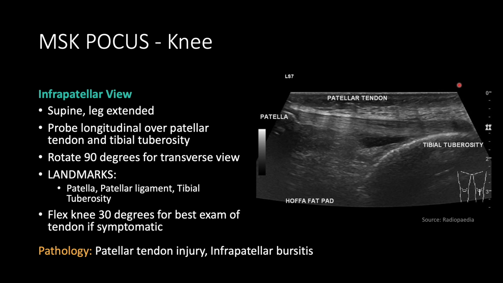Moving on to the infrapatellar view. Once again, we want the patient to be supine with the leg extended, and the probe is going to be longitudinally placed over the patellar tendon and the tibial tuberosity. So we've just slid down on the leg, still in the longitudinal view. Here's the inferior portion of our patella and the tibia. We've got our patellar tendon or ligament right here, and then we've got a fat pad deep to that. And really what you're looking for here is patellar tendon injury, or the infrapatellar bursitis, which could be a collection of fluid right here, just deep to the patellar tendon, and could show some signs of inflammation. I've circled that for us.